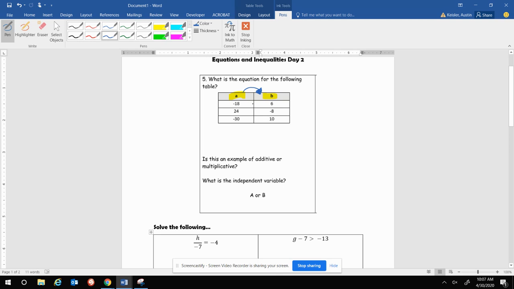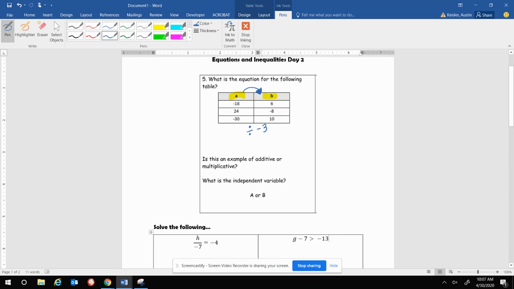But we also see that our signs are switching each time. So it's going from a negative to a positive to a negative to a positive. So that means we're dividing by a negative 3. So our rule is dividing by a negative 3.